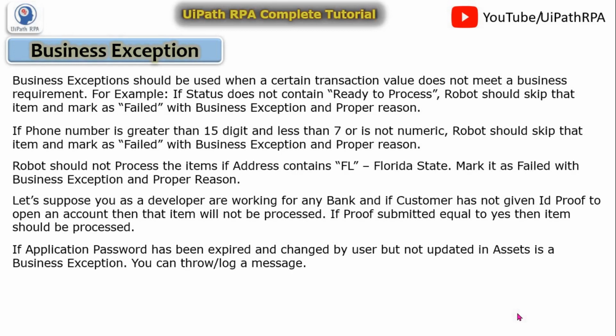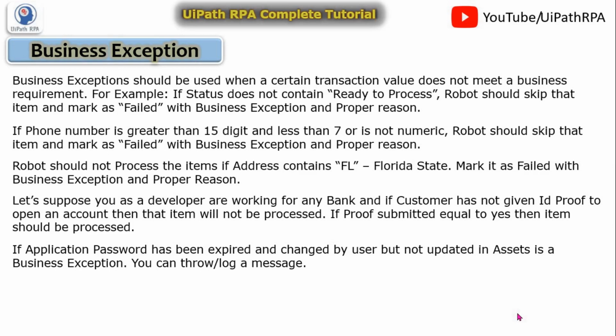If the phone number is greater than 15 digits, less than 7, or is not numeric, robots should skip that item and mark it as failed with business exception and proper reason. Robots should not process the items if the address contains FL Florida State; mark it as failed with business exception and proper reason. Let's suppose you as a developer are working for a bank, and if a customer has not given ID proof to open an account, then that item will not be processed. If proof submitted equals yes, then the item should be processed.